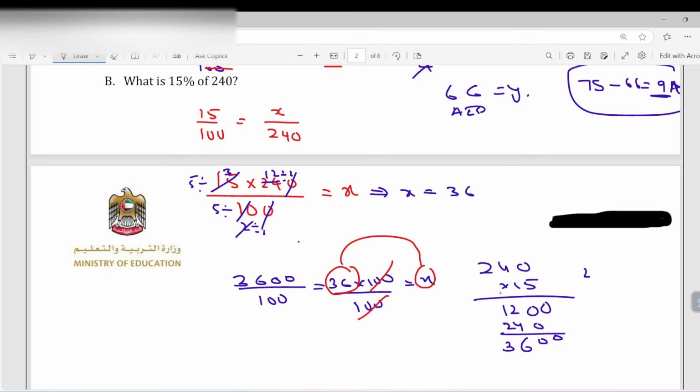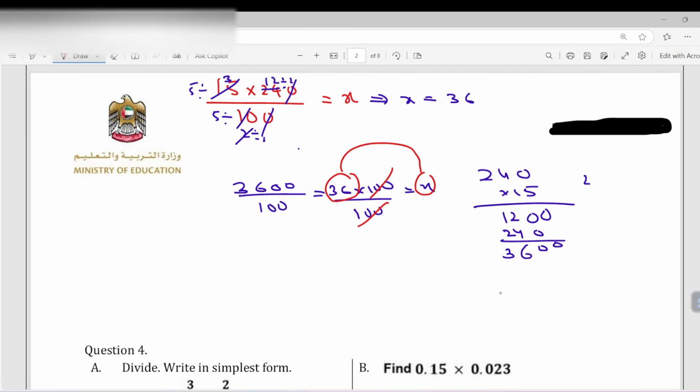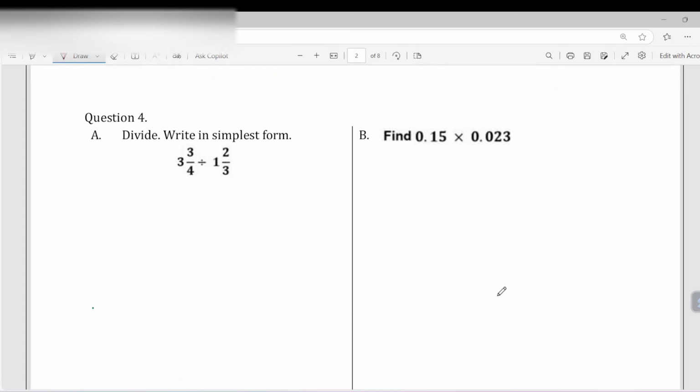Remember that it is part by whole. This side also it should be part by whole. Numerator should be part, denominator the whole. Here part is 15% of 100, so 240, how much? 240 is the whole. This is the whole, 100. Please make a note.